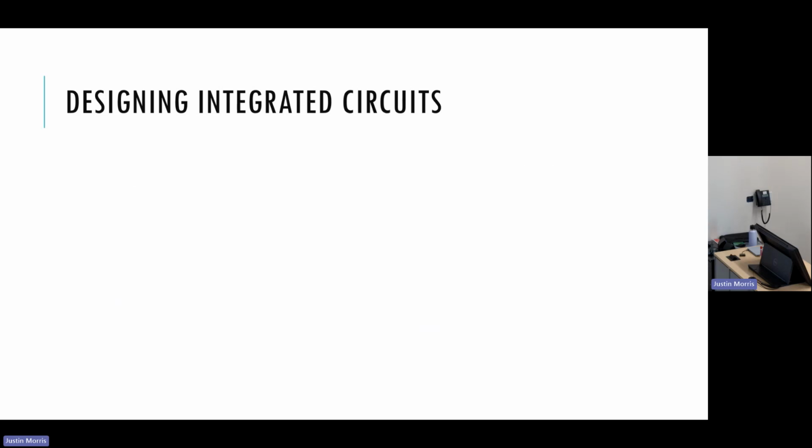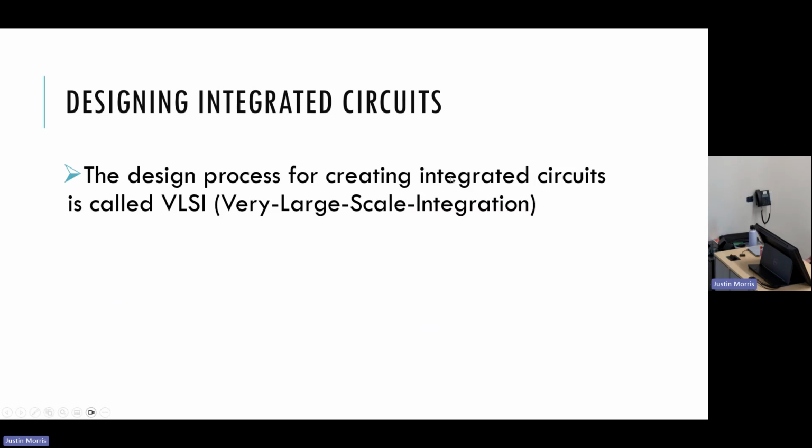So we talked about this a little bit. The design process for creating the integrated circuits is called VLSI, very large scale integration. And that is because there's billions of transistors on these chips, right? So there is an undergraduate level VLSI course here that Reza Kamali teaches, I believe. If you are interested in that course, it is available through electrical engineering. So CPU design is a VLSI process.